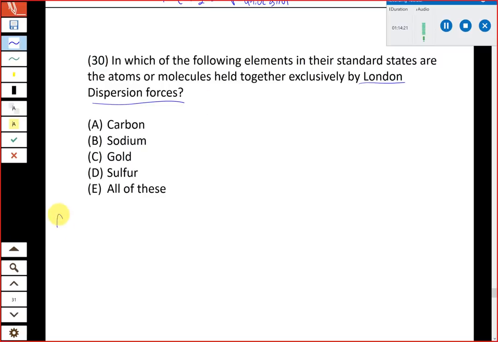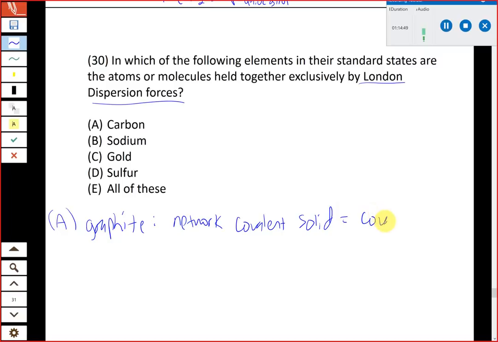Okay, so if we look at choice A here, we have to think about the standard state for each element. The standard state for carbon is graphite, and both common forms of carbon, graphite and diamond, are classified as network atomic solids, or network covalent solids more specifically. And what that means is that in both forms of carbon, the atoms are held together in their standard state by covalent bonds. So you have a large network of covalent bonds holding all the atoms together. So you don't just have London dispersion forces, you also have covalent bonds that hold all the atoms together.